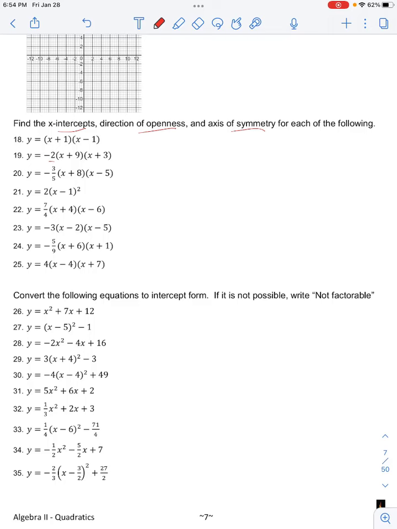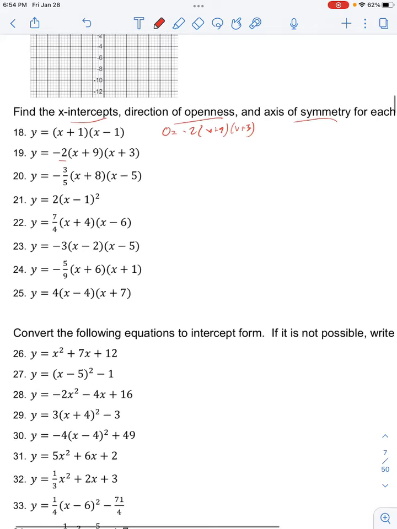Number 19 in your classwork for quadratic functions asks you to find the x-intercepts, direction of openness, and axis of symmetry for the following. So we have negative 2 times (x plus 9) times (x plus 3). We know the zeros of the function must be when y equals 0. So when y equals 0, we have negative 2 times (x plus 9) times (x plus 3).